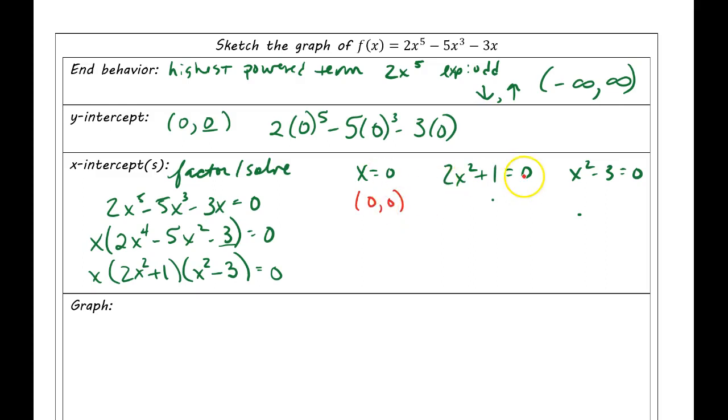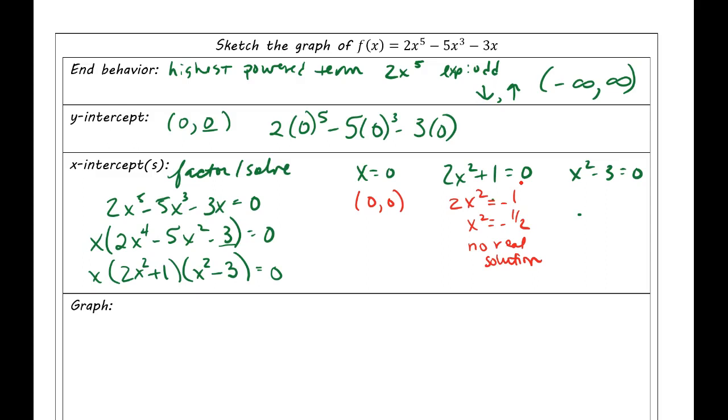This one I would try to solve, so maybe I would move the 1 to the other side and then try to divide by the 2. And the minute I get here and I try to take a square root of both sides, this is bad because that's a negative. So if I try to take the square root of a negative, it's going to be imaginary. So that just tells me that there's no real solution that goes with this factor. So I don't have to worry about it, in other words.